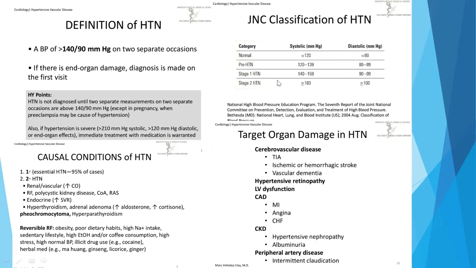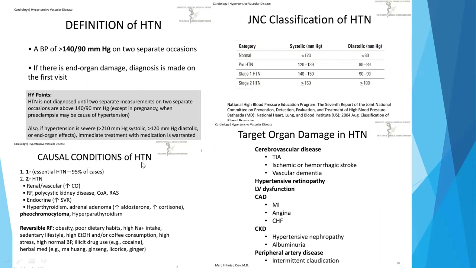So talking about the JNC classification of hypertension. Normal is less than 120/80. Pre-hypertension is 120 to 139, with diastolic being 80 to 89. Stage 1 hypertension is 140 to 159, and diastolic 90 to 99. Stage 2 hypertension is systolic more than or equal to 160 or diastolic more than or equal to 100.